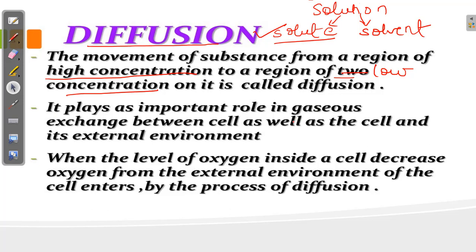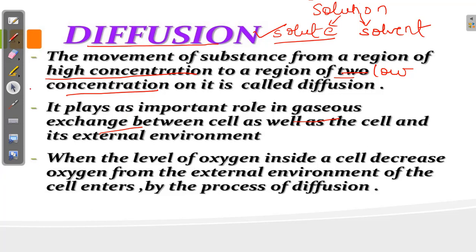It plays a very important role in gaseous exchange. I give you a very common example here: the respiratory system in human beings. When the air reaches the alveoli, the alveoli are surrounded by blood vessels, and between the alveoli and the blood vessels a gaseous exchange takes place, oxygen going into the blood vessel and carbon dioxide going into the alveoli. That is because of the concentration difference, and hence it is said that gaseous exchange takes place at the alveoli by the process of diffusion.